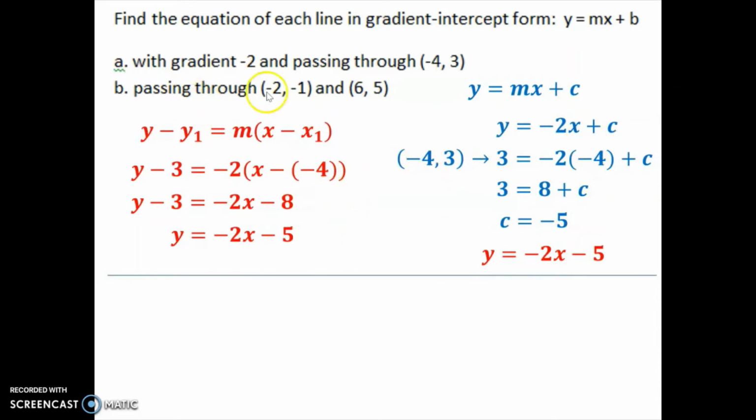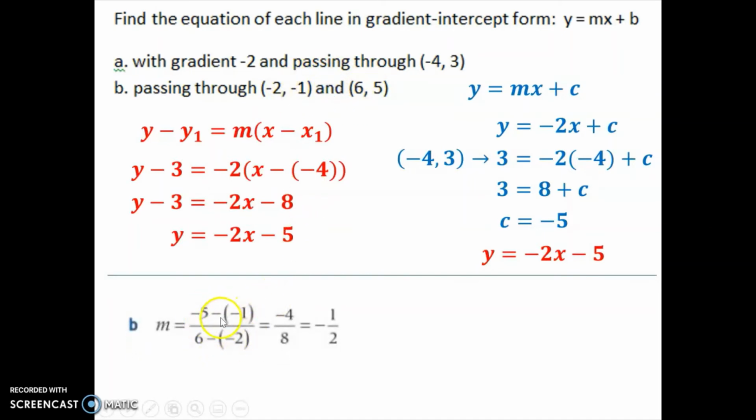So now let's move on to question B. In B, we are given 2 coordinates that a line passes through. We are not given the gradient. That is important to note. Whether we begin in this form or this form, we need gradient in both, right? There's M here. So we always need gradient before doing anything else. So look at these 2 points. Always find the gradient first. What is the gradient of a line that goes through these two? Use your slope formula to find the gradient.